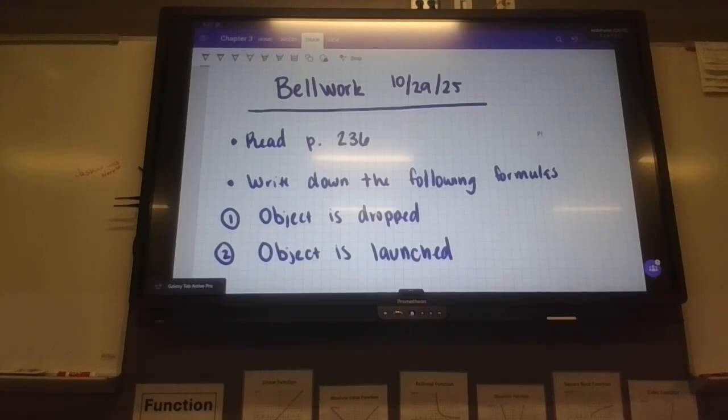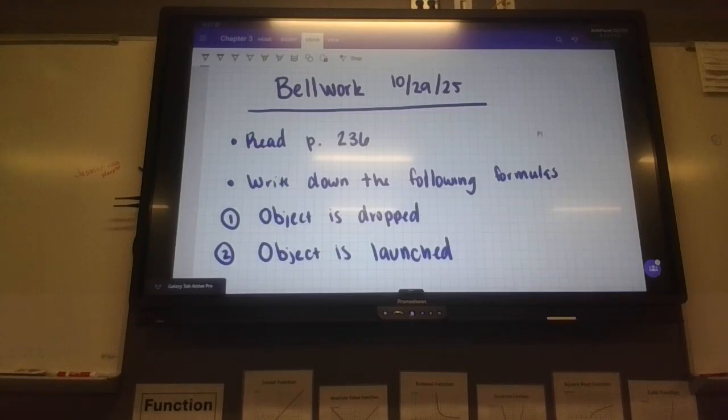The good news is you don't have to memorize it. The formula will be provided to you within the question. However, you do have to understand how to plug into it and solve it. So for number 1 on page 236, for the dropped object, something like negative 16t squared.